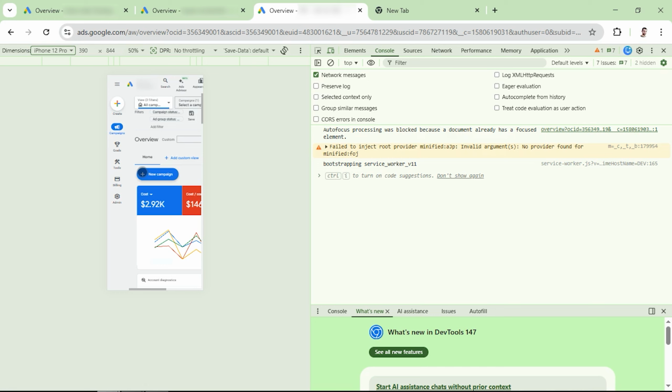So guys, these are some of the examples of the accounts which spent around $3,000 and generated different results.